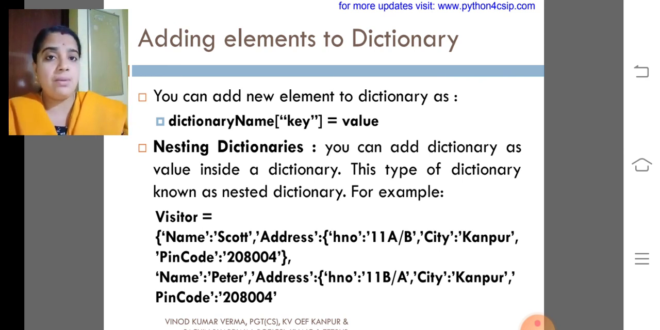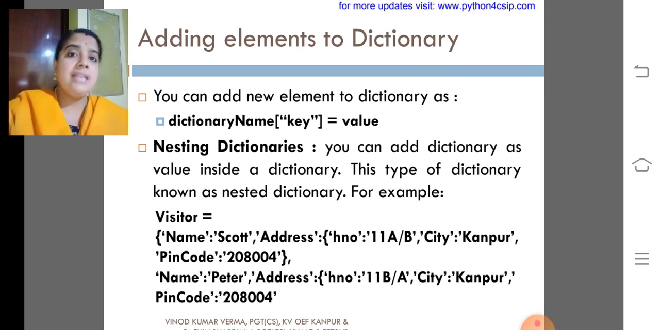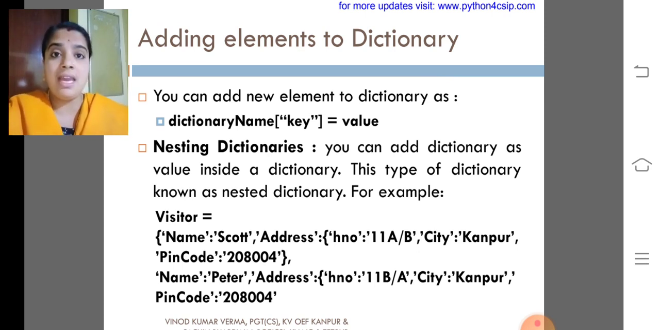Let me ask another question. What are the outer keys I used here? Name 1, name 2, address 1, address 2. So what may be the inner keys? Inner keys are HNO, city and pin code.